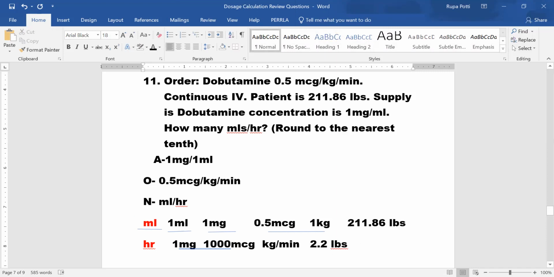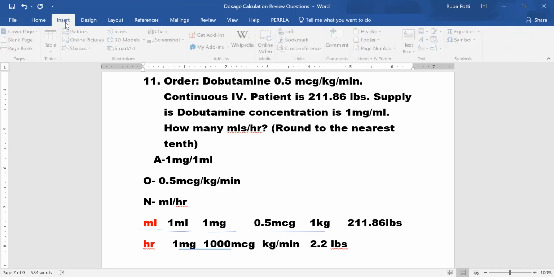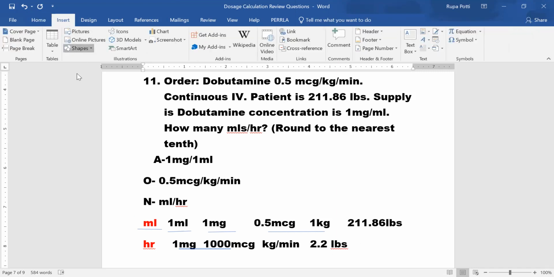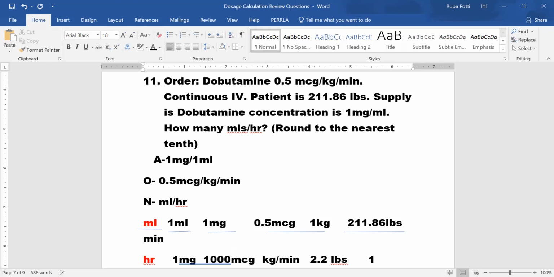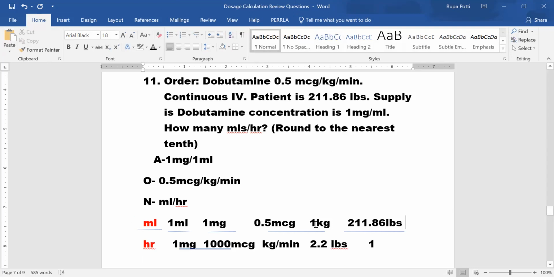Pounds, right? And then I have 211.86 pounds, but what is that associated with? Really nothing, right? So I'm just going to use 1 as my placeholder. Now I have minutes here, but I need to have my pump set in hours. So I'm going to use the conversion factor again, using my minutes.